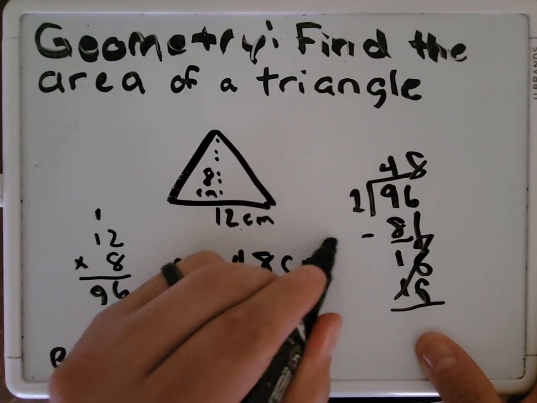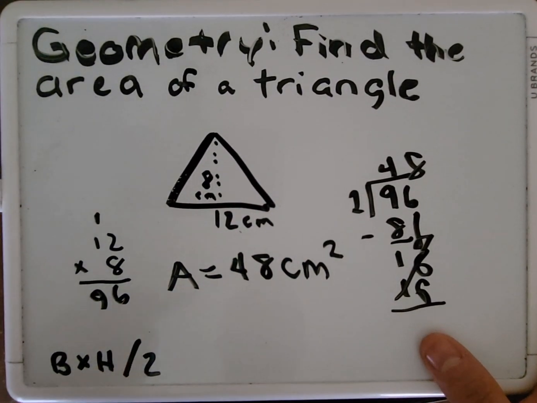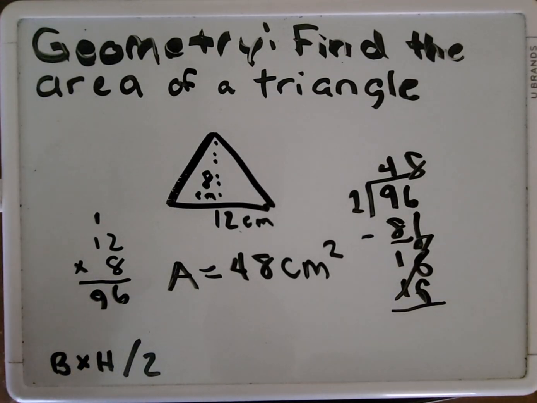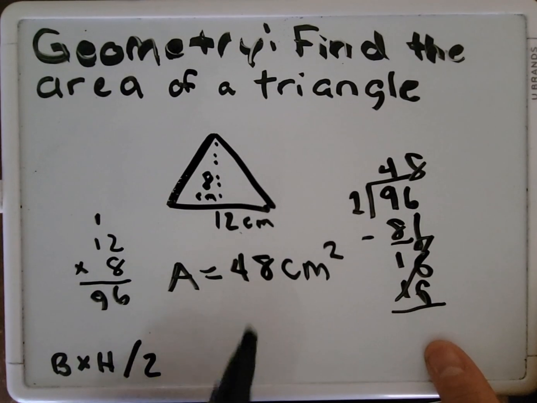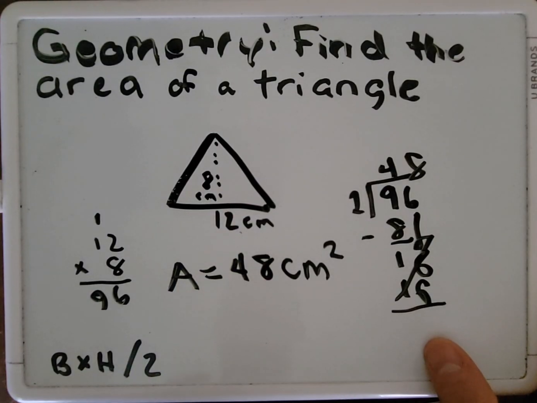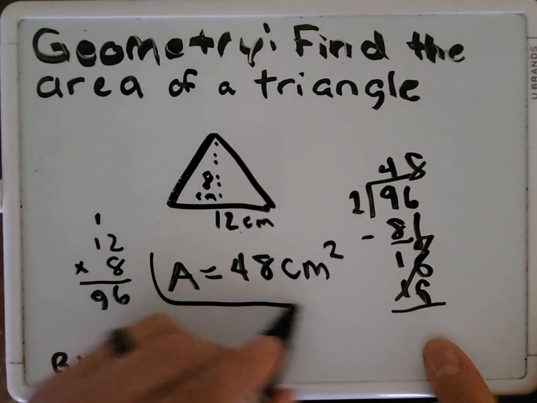centimeters squared. Just like the fractions, just like the rectangles and the squares, we're getting the square footage of something. It's going to be squared at the end every single time. And because the measurement was centimeters here, it's going to be here as well. So your area for a triangle is going to equal 48 centimeters squared. And that's what your answer is going to end up being.